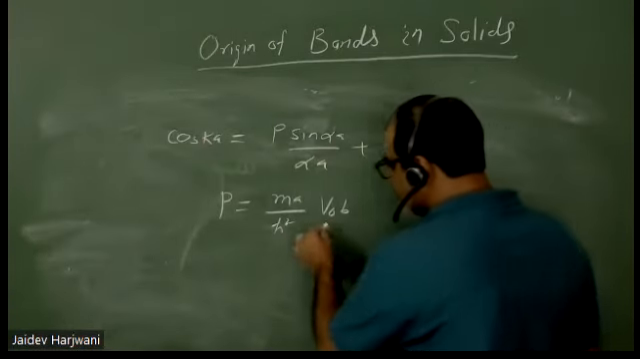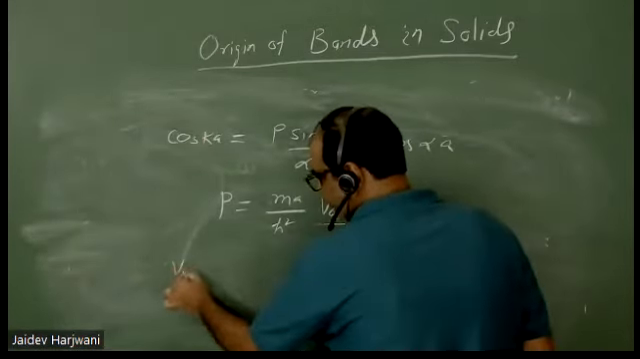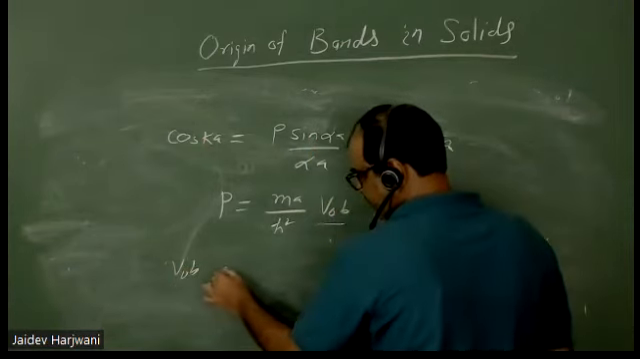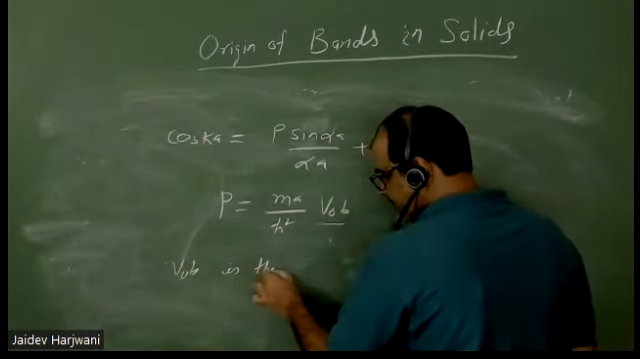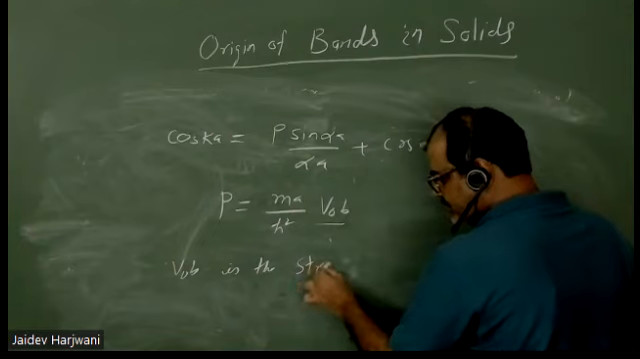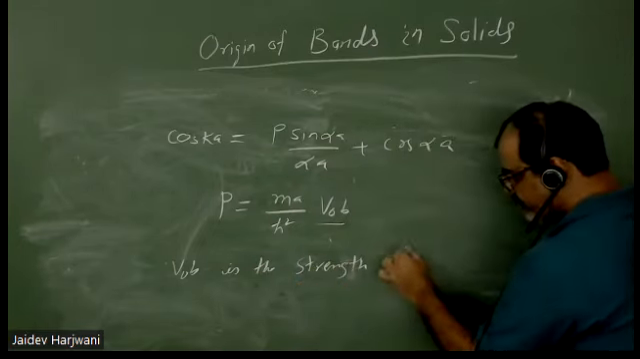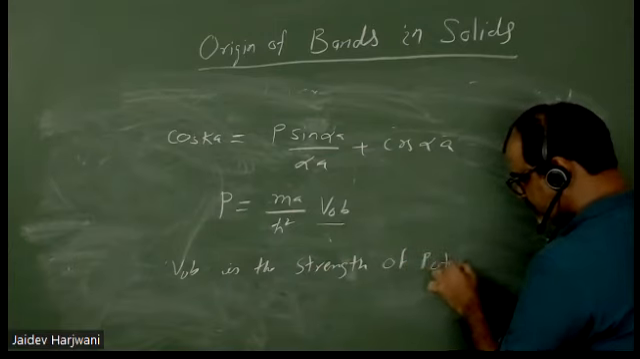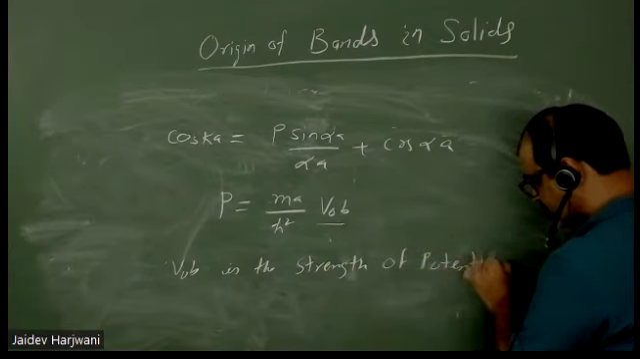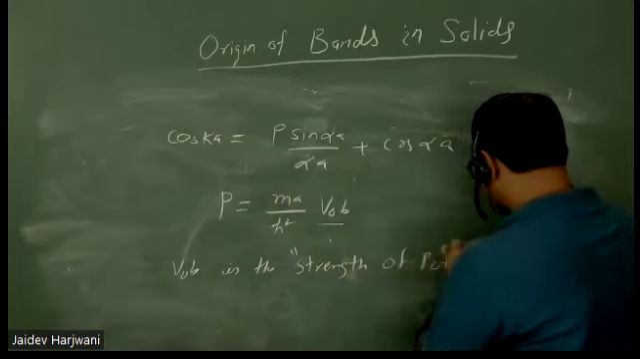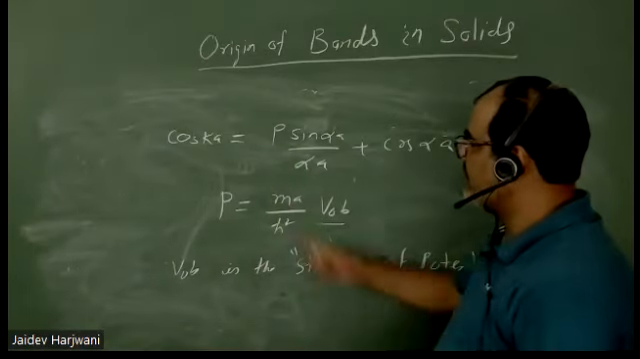V0b is what? V0b is the strength of the potential. Now I want to solve.